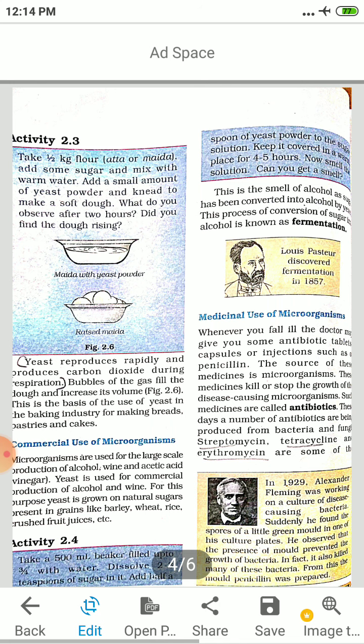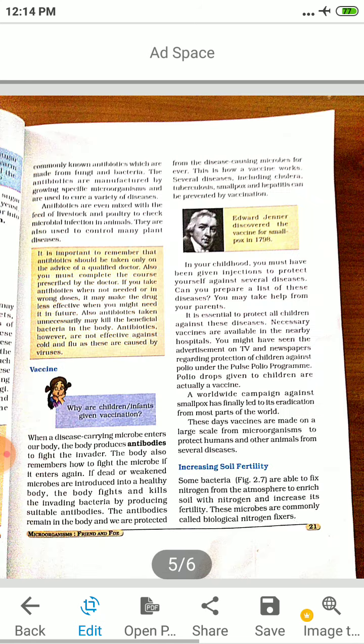These days, a number of antibiotics are produced from bacteria and fungi. Streptomycin, tetracycline, and erythromycin are some of the commonly used antibiotics. Mycin. All the mycins are antibiotics. If you have committed a lot of sin, one uncle used to tell me, then you have to take all these antibiotics ending in mycin.